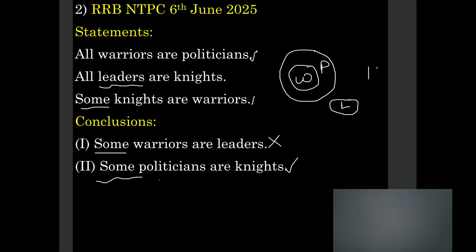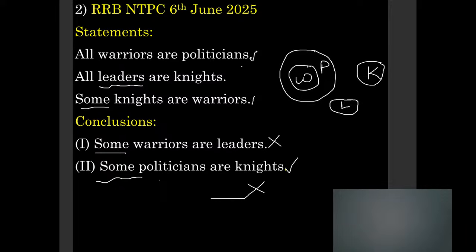I removed the politicians and knights intersection. I took them separately. So in this, the second conclusion became wrong. Some politicians or knights became wrong because it is not intersecting. But we should check whether the diagram is correct or not. So let us check whether the diagram is correct or not.